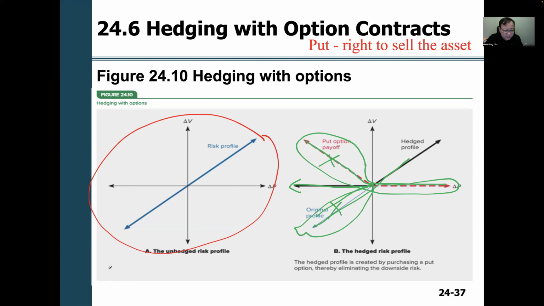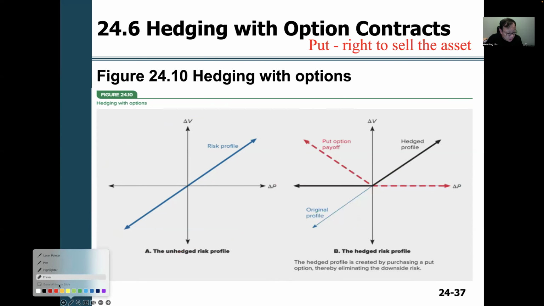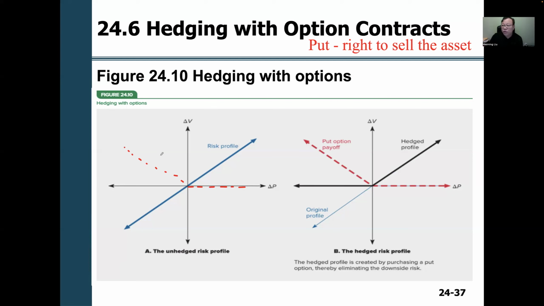I will erase this. It's getting a little bit crazy, and I can't see very well. Let me erase everything. So now you have this risk profile, and if you have a put option, the payoff is like this. Now you add these two lines together: the blue line, which is the original risk profile, and the red line, the payoff provided by the option. When you add them up, you get a green line.